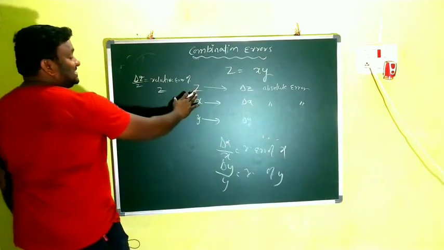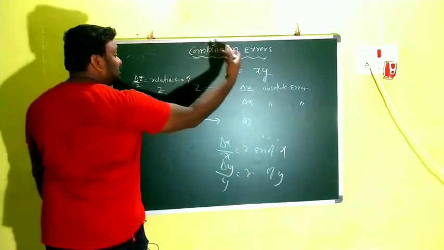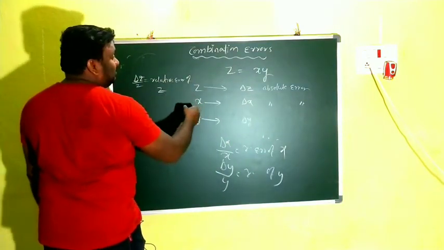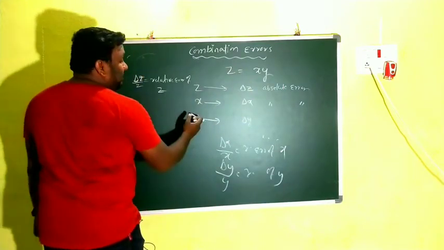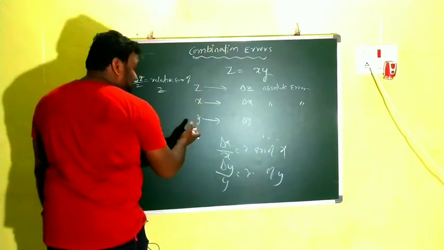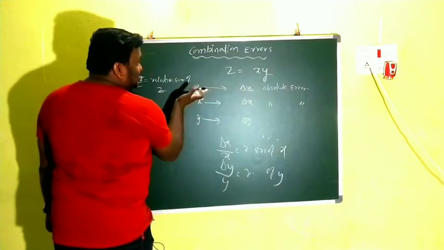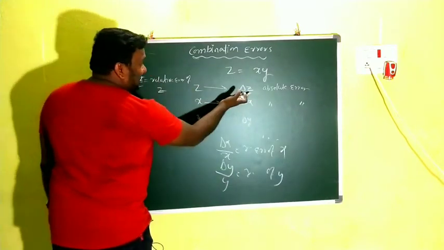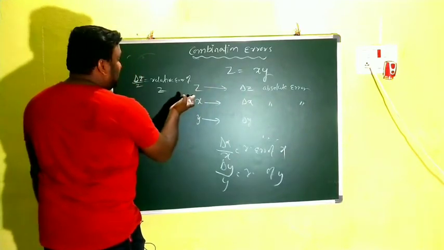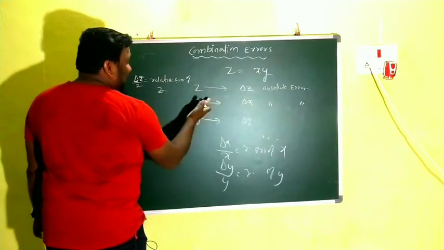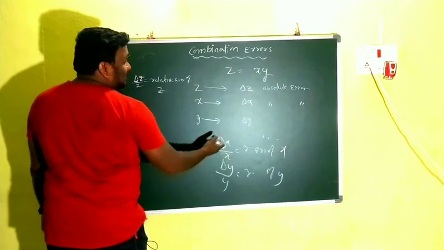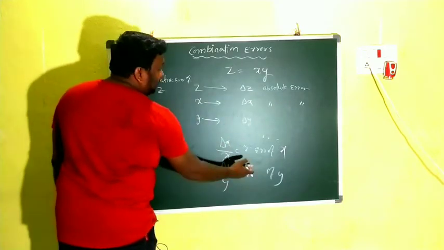Here z is the measured value, its absolute error is delta z. x is the measured value, its absolute error is delta x, and y is the measured value and delta y is its absolute error. So absolute error by measured value is the relative error here. Delta z by z is the relative error of z. Delta x by x is the relative error of x. Delta y by y is the relative error of y.